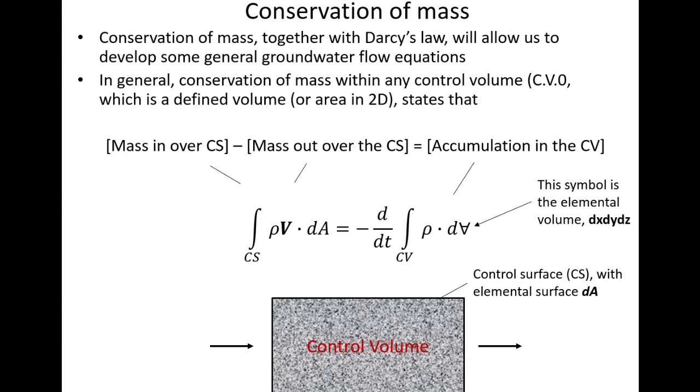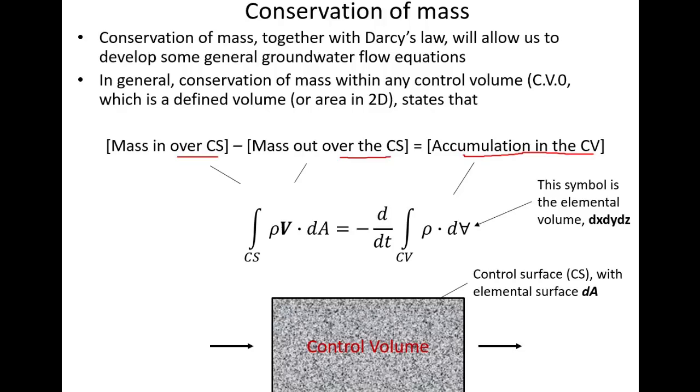So the conservation of mass, together with Darcy's law, is what we're going to use to build our model. Let's refresh our memory on conservation of mass here. We have mass coming in over a control surface minus mass going out over a control surface is equal to the accumulation within the control volume.